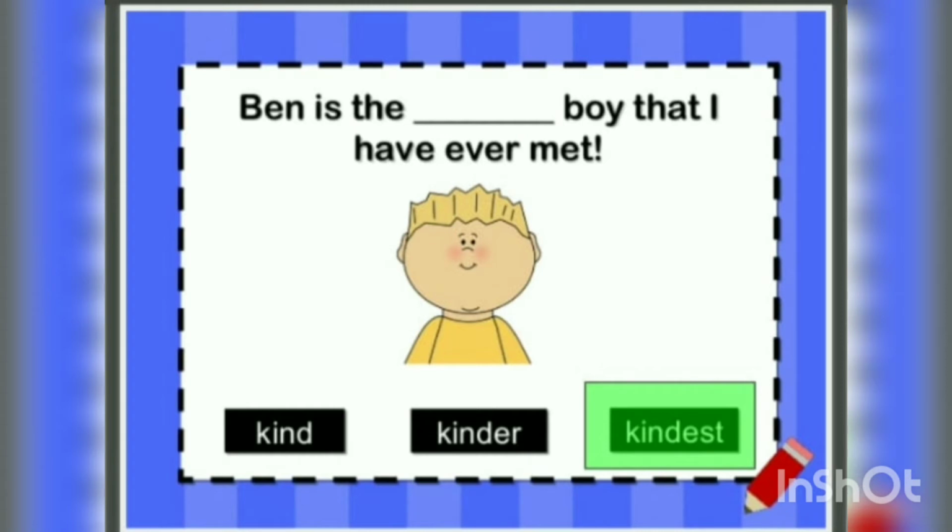Ben is the dash boy that I have ever met. Kind, kinder, kindest. So what's the correct answer? Did you guess it? Yes, kindest. So write down the correct answer. Don't make any mistakes.